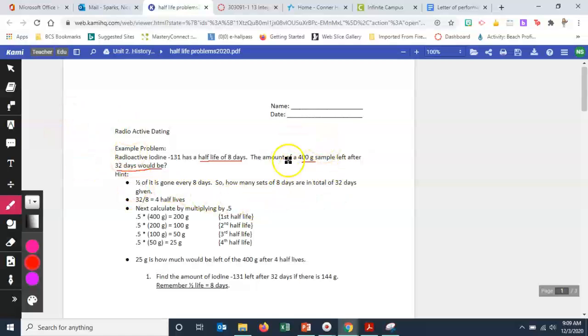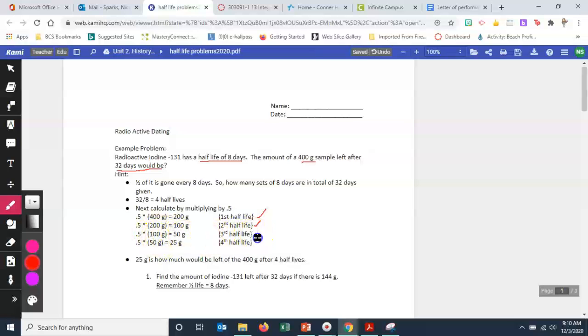Next we're going to look at our sample of 400 grams and break that down in half 4 times. You can multiply by 0.5, or you can just take 400 and divide it by 2. Whichever way you would like is fine. We start with 400 and divide it by 2, and that gives us 200. That's our first half-life. Then we start with the 200 and divide it by 2 again, giving us 100. That's its second half-life.